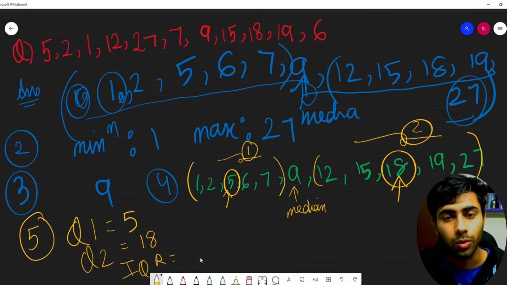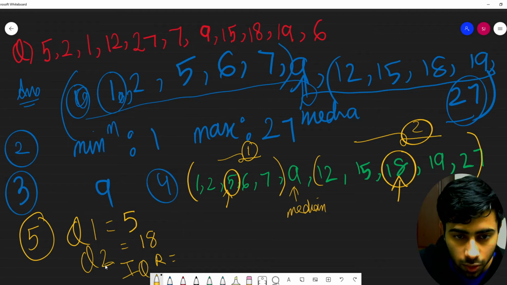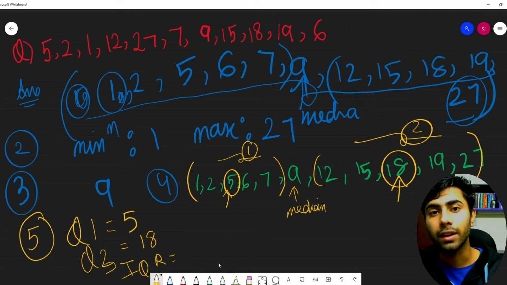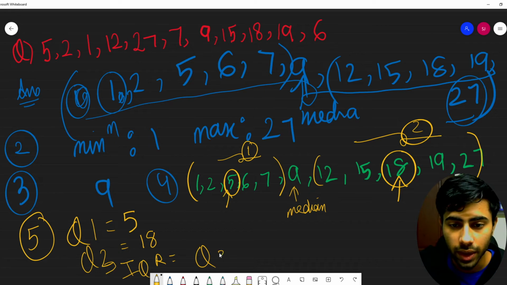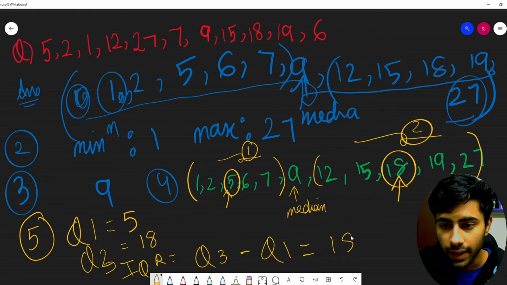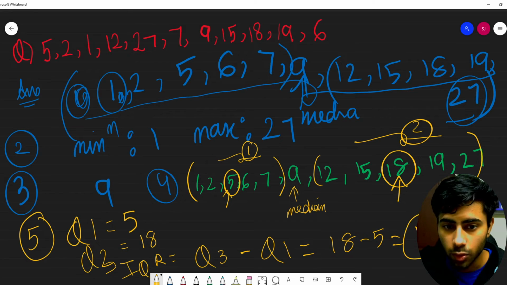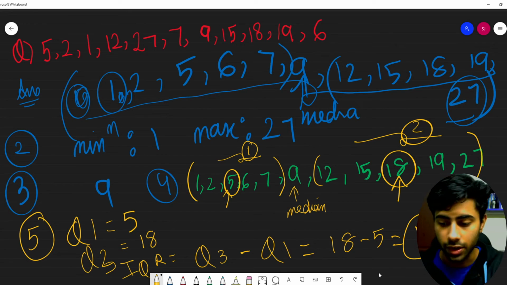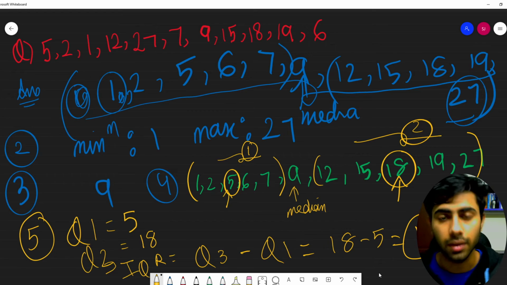Now I have to calculate my interquartile range. In order to calculate my interquartile range, I have to simply subtract my Q1 from my Q3. So I will get my value as 18 minus 5, which is equal to 13. So 13 is going to be my interquartile range of this particular data set.